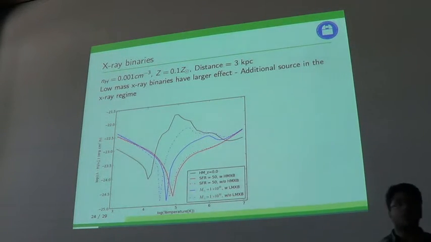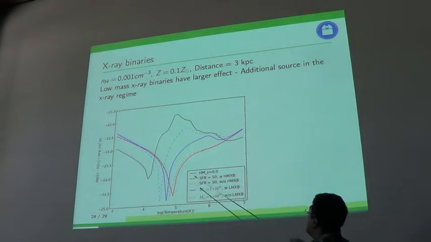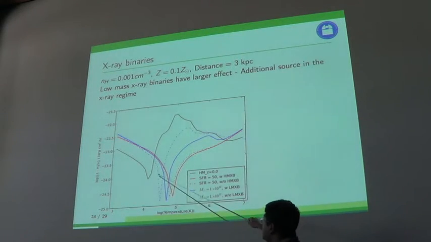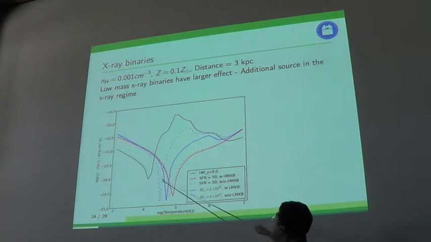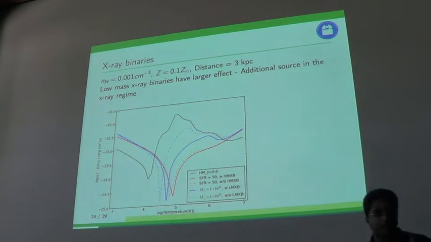So high mass X-ray binaries do not do much above what we already have. But if you have low mass X-ray binaries, then you have just the post-AGB stars. That's the dotted line here. And then if you add in the low mass X-ray binaries, then you have quite a huge effect. But this is again at 3 kiloparsecs.